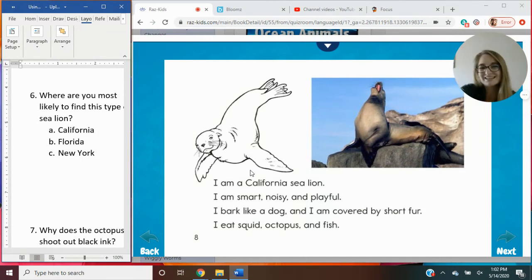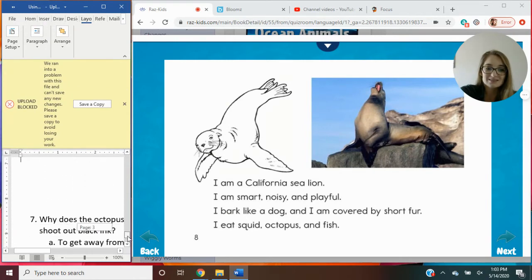Yes, that one was an easy one. It is called a California sea lion. So we know we are most likely to hear and see those animals in A, California. Very good. I hope you're noticing, boys and girls, it's very important to listen to the text, listen to the question, and then sometimes you need to look back in the text or listen to the text again in order to really find those answers.